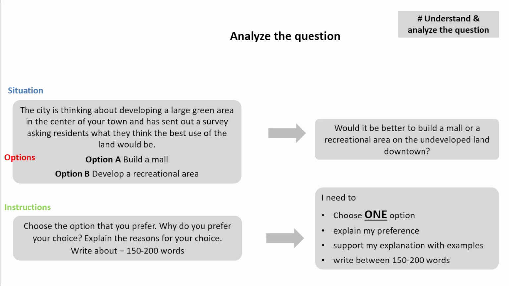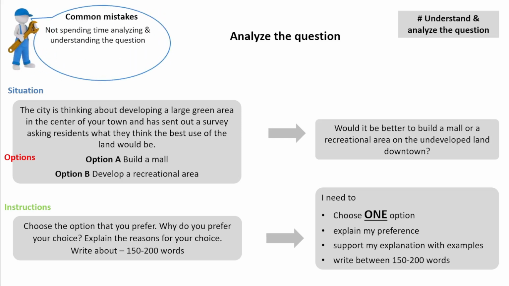So the most common mistakes at this point are, first, not spending enough time analysing and understanding the question, and second, not recognising that the CELPIP survey response is an opinion essay. And the standard format for an opinion essay is to choose one option, like these instructions tell you, and justify that one choice with two reasons.